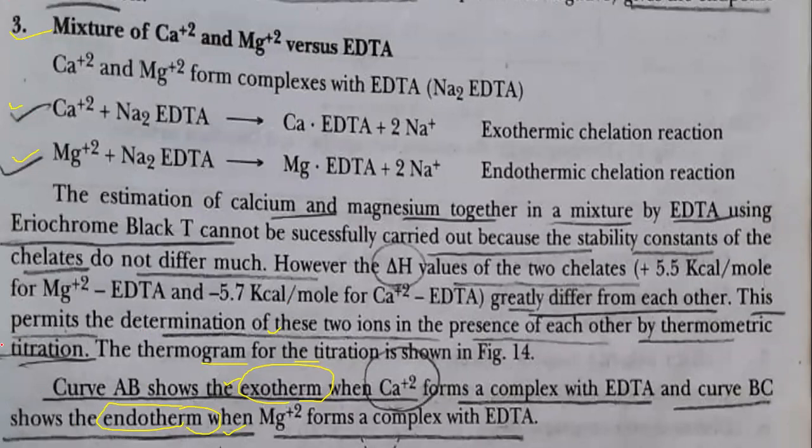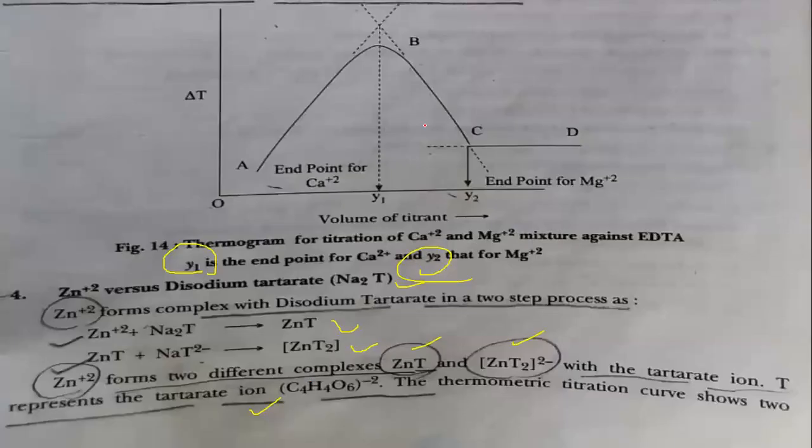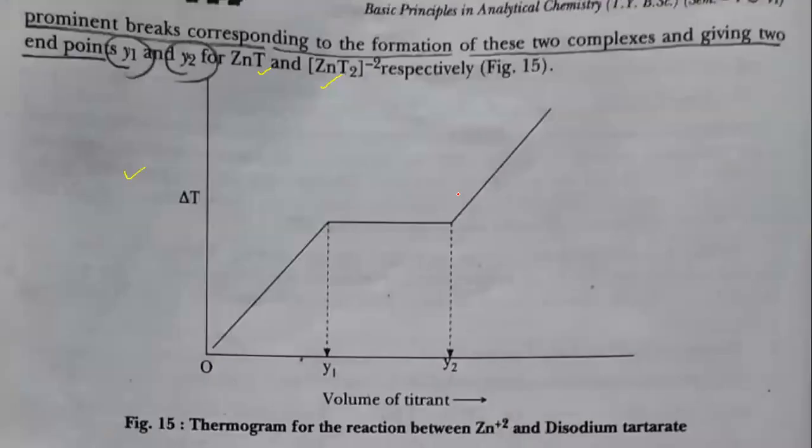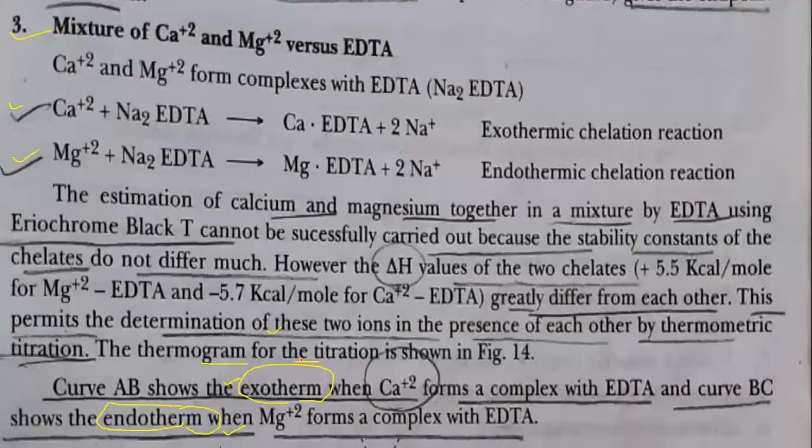We will go through it. Curve AB shows the exotherm when Ca combines with the EDTA, and curve BC shows the endotherm when Mg2+ combines with the EDTA. You can see the graph going in an upward direction, that is the positive change, and here is the negative change. So in the first case this is the exothermic change, and the second is the endothermic change.